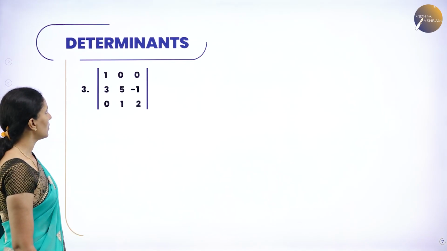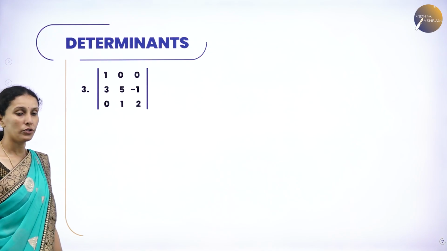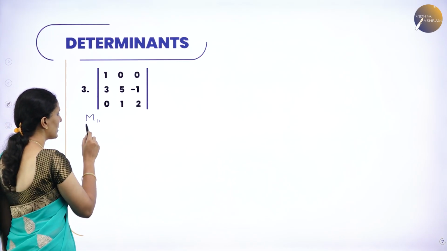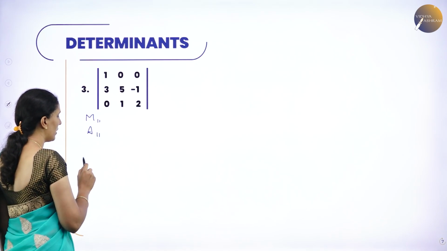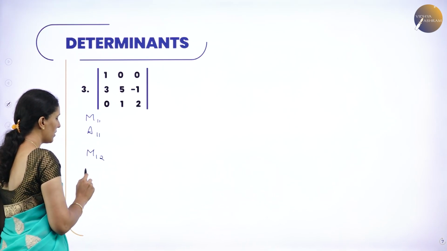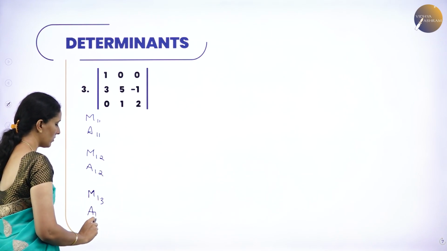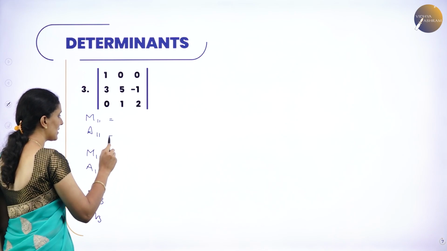Next we have 1 0 0, 3 5 -1, 0 1 2. Let's write M11. So next below that only I'll write A11. Next I'll write M12, A12. Next M13, A13. So first let us find these.